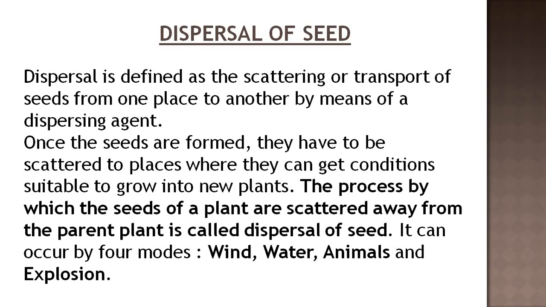It is therefore good for seeds to scatter. That is why it is important for the seeds to scatter far away from the parent plants, where they can get suitable conditions for growth. So this process of scattering or spreading of seeds is called dispersal of seeds. It can occur by four modes. Means there are a few agents which help in the dispersal of seeds. These are wind, water, animal and explosion.